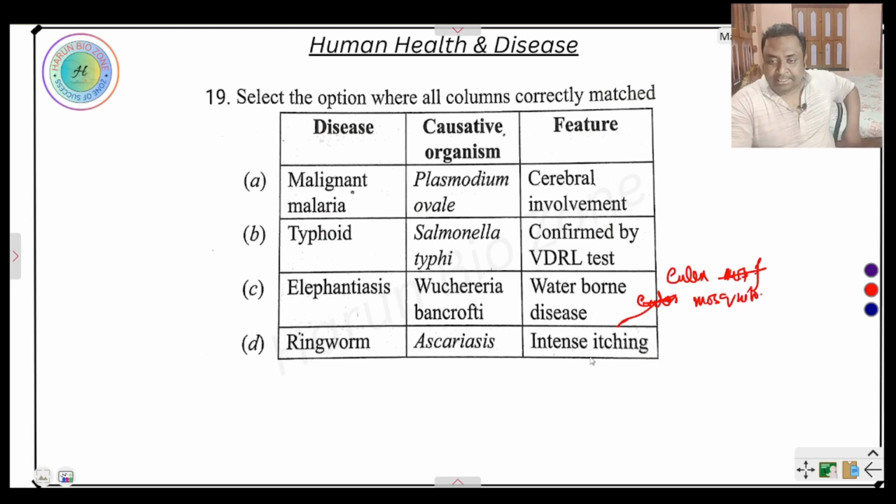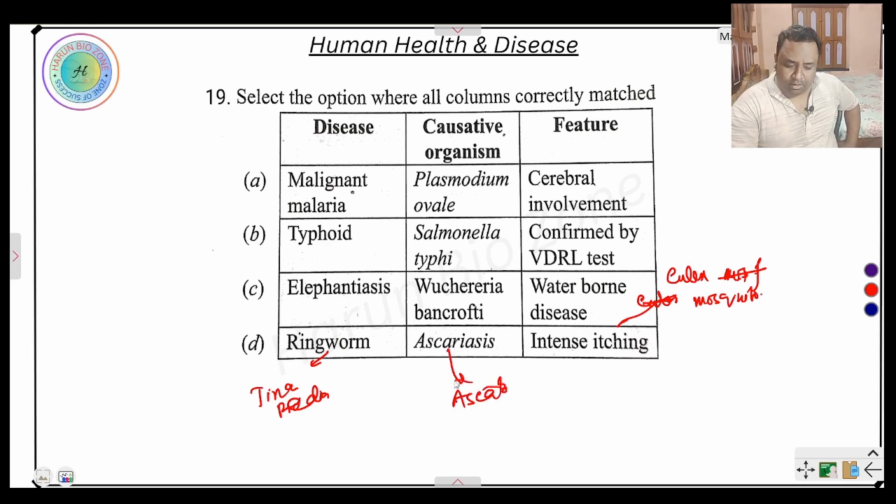Ringworm, ascaris and intense itching. Not ringworm by Tinea pedis. Ascaris by which ascaris. So here the typhoid is Salmonella typhi confirmed by Widal test. Malignant malaria is caused by Plasmodium falciparum. So here the correct option is A.